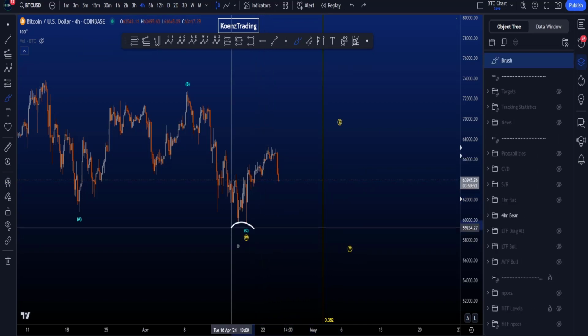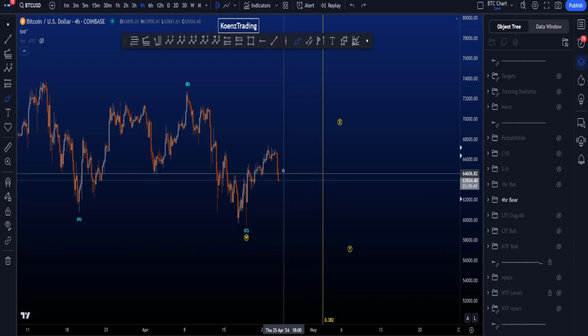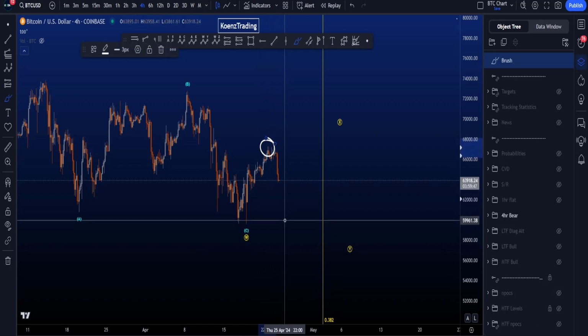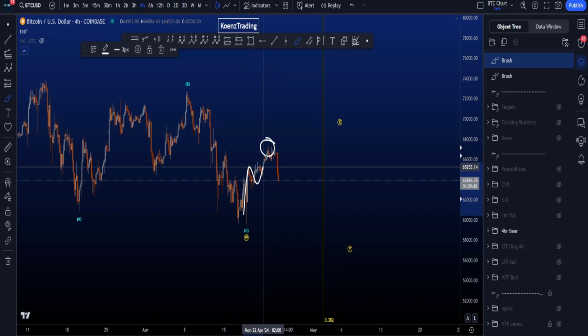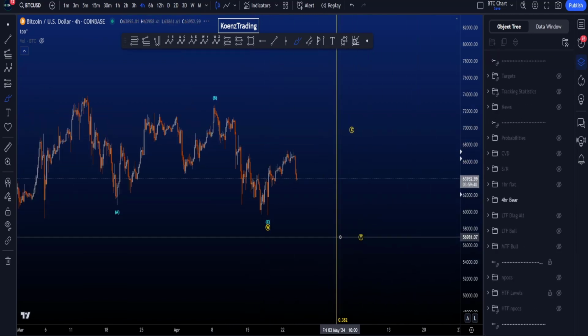It's a little less common to have a flat in W and a flat in Y, but it is possible. Now, if wave X goes on top of the high over here, we are counting a WXY, which is possible in a wave X. That's not a problem, but the problem is time.